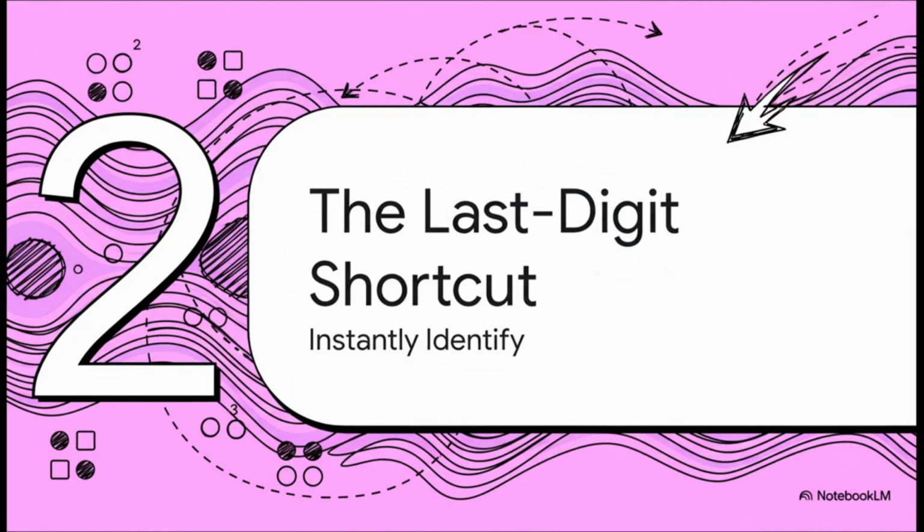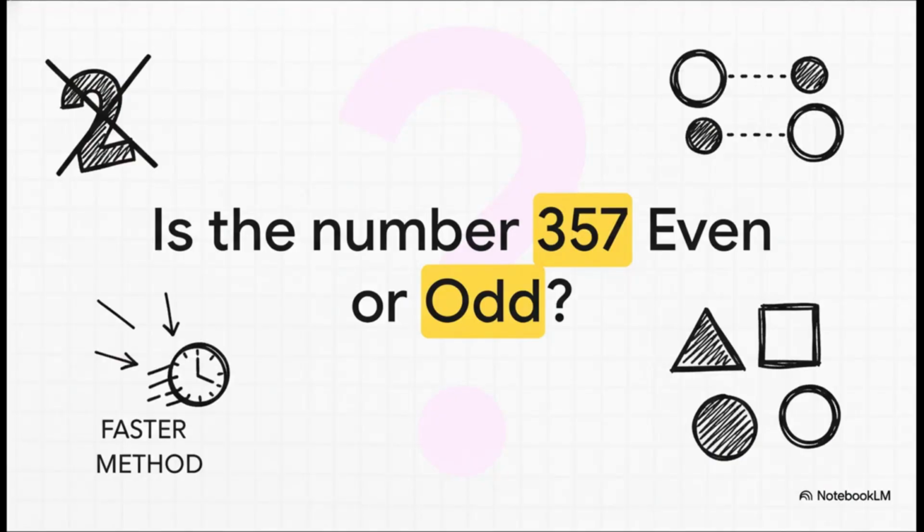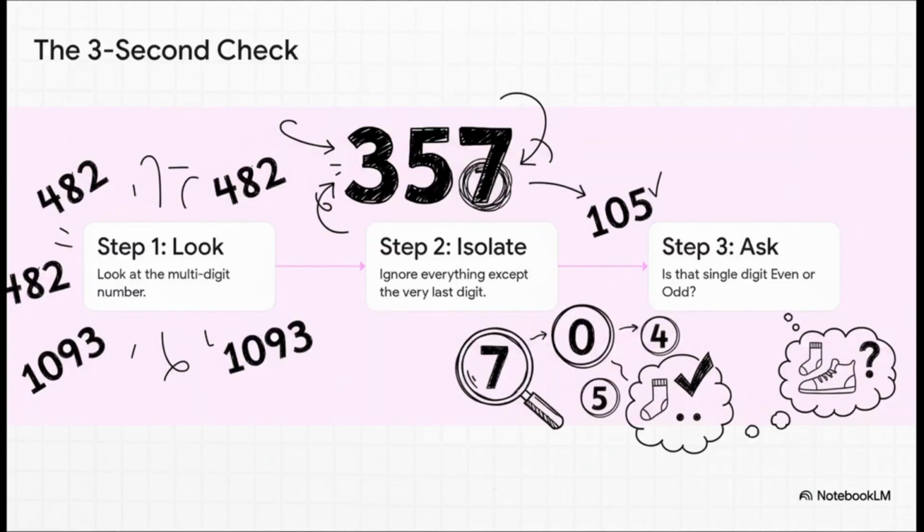Okay, that's great for numbers you can easily picture. But what about a massive, complicated number? Well, this brings us to a fantastic trick, a super simple shortcut that lets you identify any number instantly. So let's take our example from before, 357. I mean, you could sit there and try to divide it by 2, or you could use a much faster method. Here's how you do it. It's the 3-second check. All you have to do is look at the number, 357 in this case, and completely ignore everything except for the very last digit. So we're just looking at the 7.